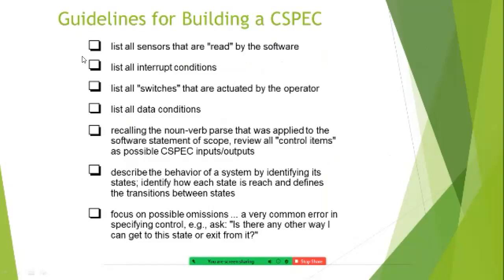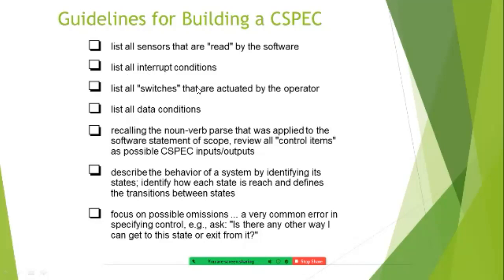Fourth, list all data conditions. Fifth, recall the noun-verb parse that was applied to the software statement of scope. Review all control items as possible, CSPEC input, output. Describe the behavior of a system by identifying its states, identify how each state is reached, and define the transition between states.